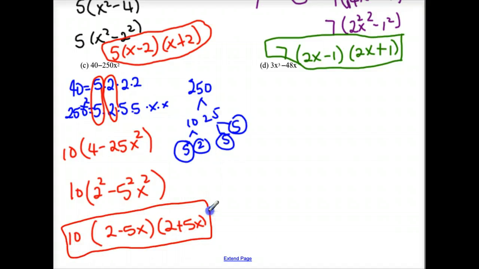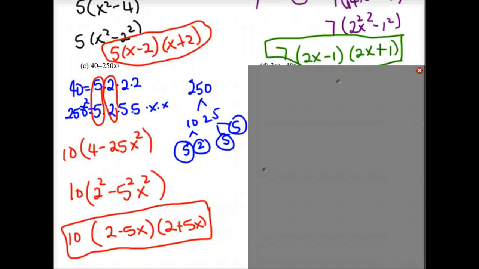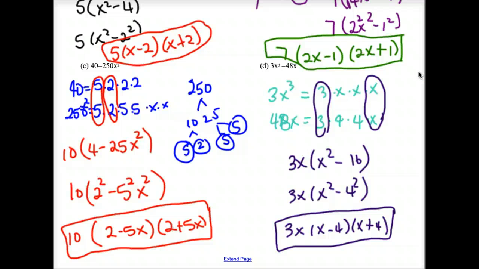How about if you pause the video and try the last one on your own and tell me what you got? Well, great. Great that you got a chance to try this. Let's see if we got the same answer. Did you get 3x, x minus 4, and x plus 4? Excellent work. So that's the end of factoring with GCF and difference of squares.